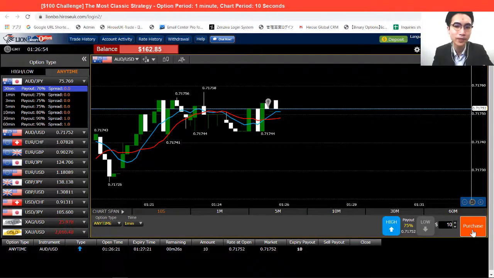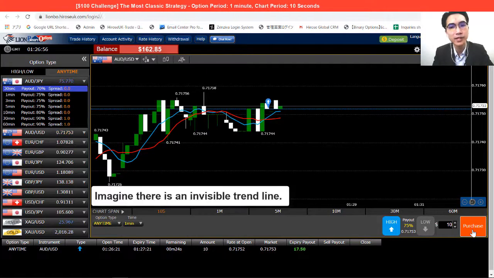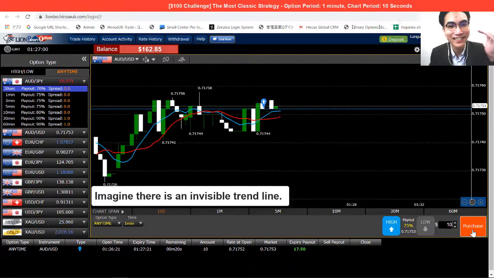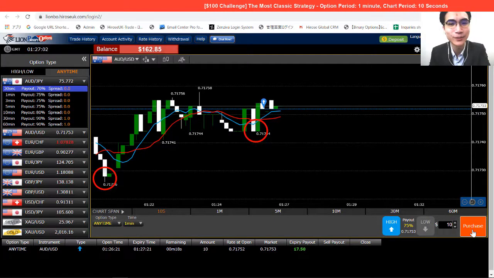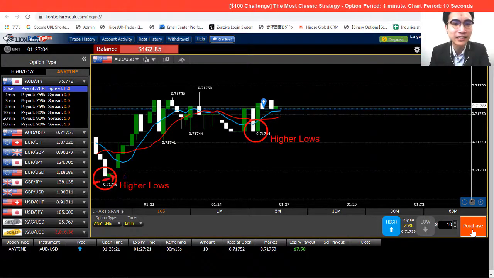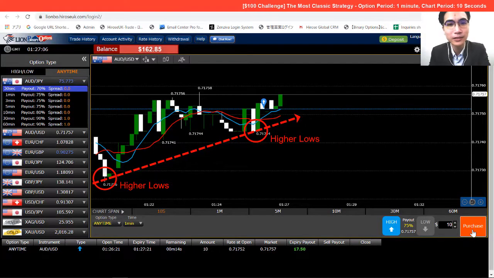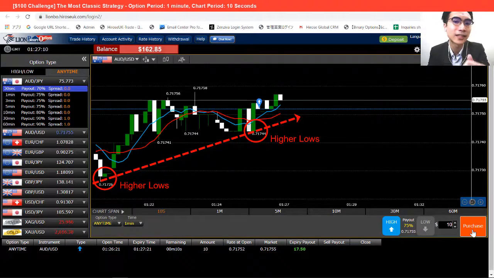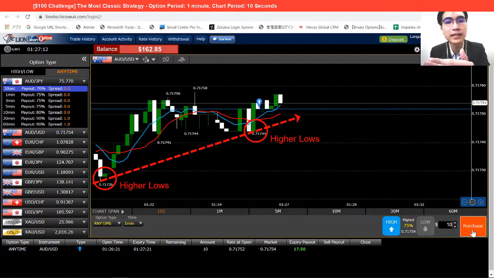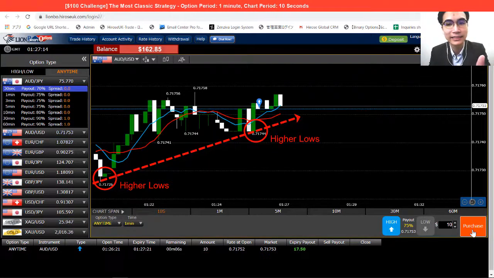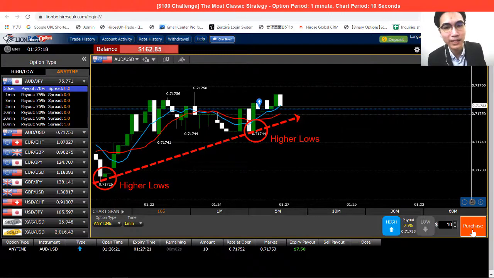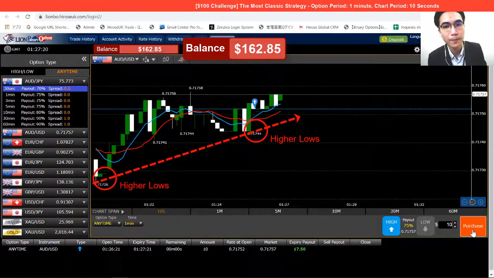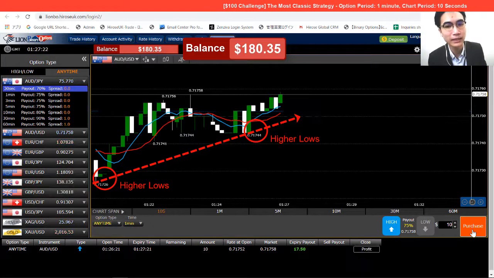So how can I spot a trend? In here is an uptrend. What I do is that I have an invisible line in my mind that connects these 2 points here, which are the higher lows. If I connect these 2 higher lows, then in my mind I see a line that is heading upward, and that's why I can see that it's an uptrend, and that's why I used the simple moving average crossover to trade with this market.